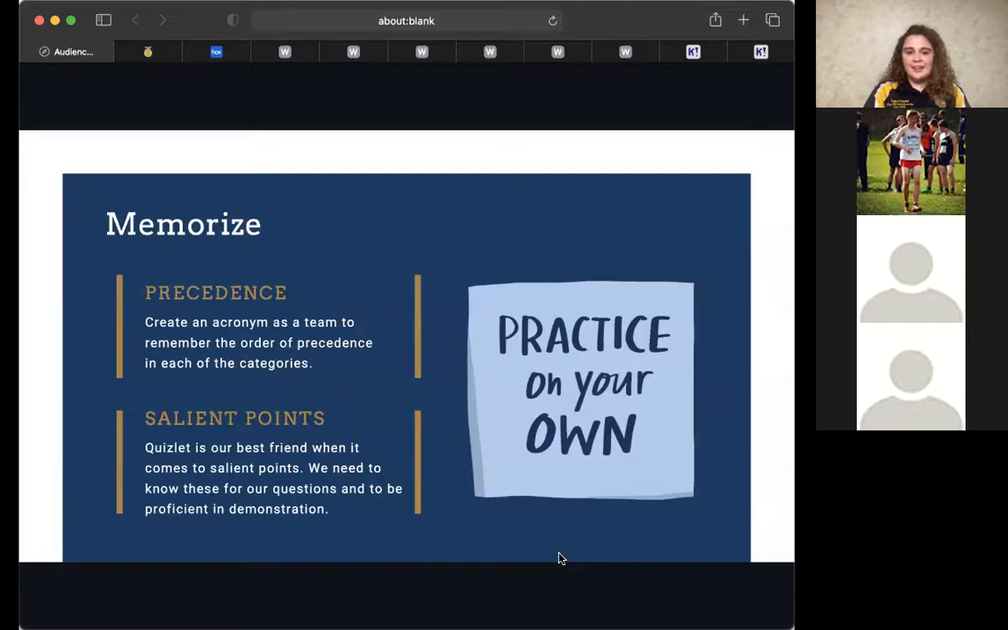They also mentioned in that Learning to Do video the importance of memorizing the order of precedence and the salient points. In my opinion, this is important for it to happen at home when we're practicing on our own. Having this memorized for our teammates when we're there and ready to practice means we can spend more time working on debates and our team's ability to demonstrate if we already know these on our own time.